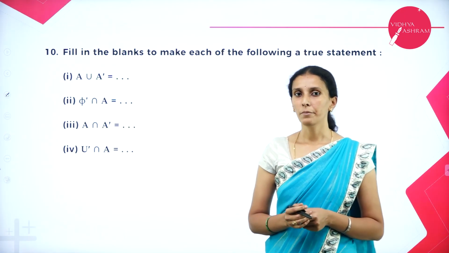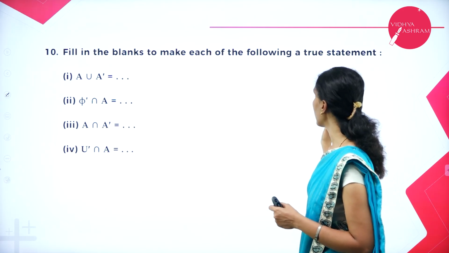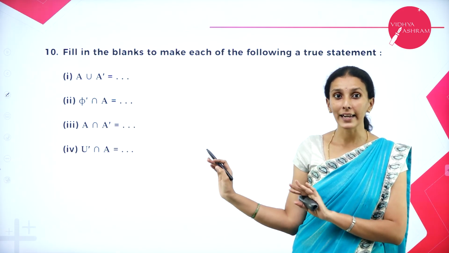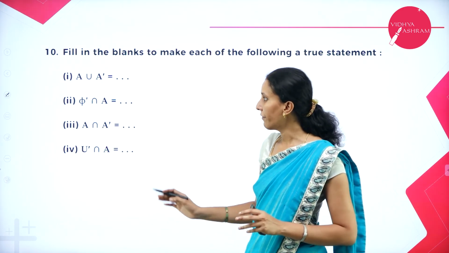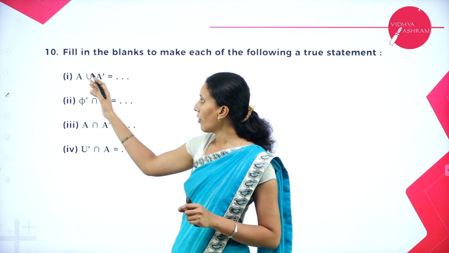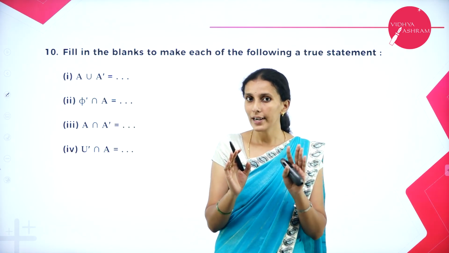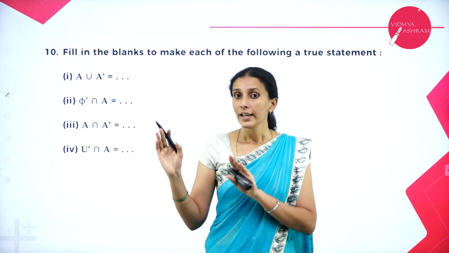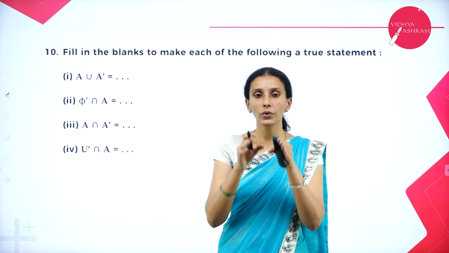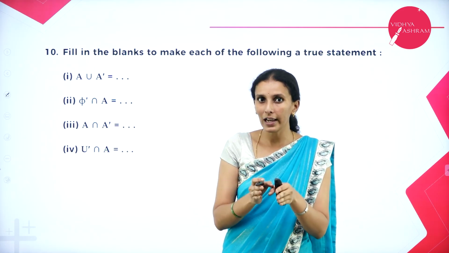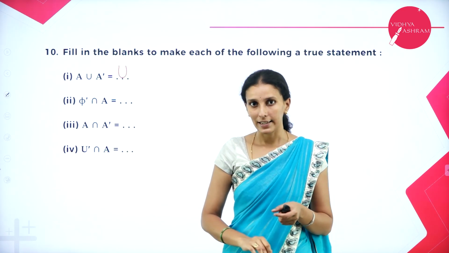Now finally we come to the last question: fill in the blanks to make each of the following a true statement. We have learned it already, and we'll verify it now. What is the union of a set and its complement? We know that A does not contain elements of A dash, and A dash does not contain elements of A. So when you write all the elements of A and A dash, your result will be the universal set.